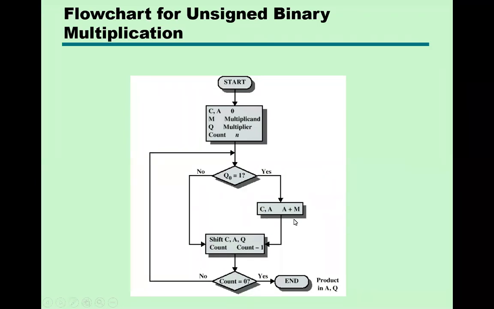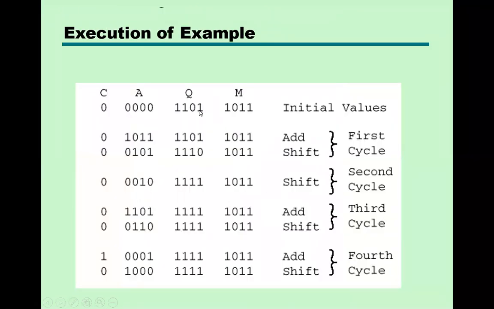If it is 1, then A plus M, right? Here the Q0 bit is 1, that's why A plus M. A is 0, 0 and M is 1, 0, 1, 1. So after addition, obviously you will get 1, 0, 1, 1. So A plus M is performed here, this addition.